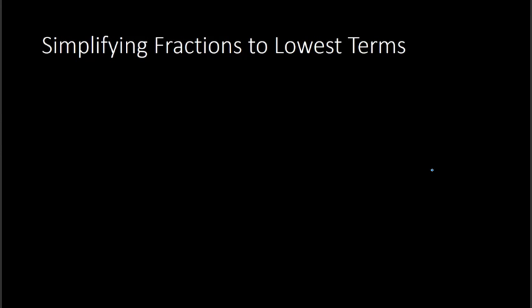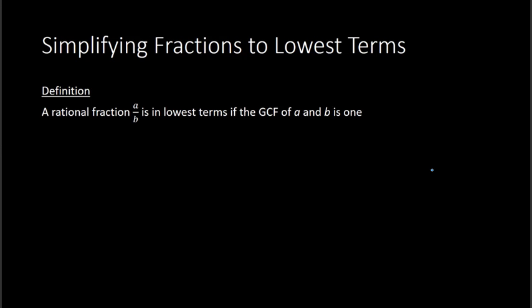Now with rational numbers, we are going to perform different operations with them. So to begin with, we want to know how to simplify rational numbers. To simplify, we would say that a rational fraction a over b is simplified, or in lowest terms, if the greatest common factor of a and b is 1.